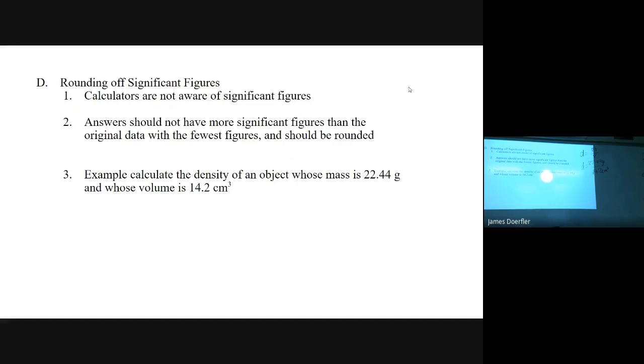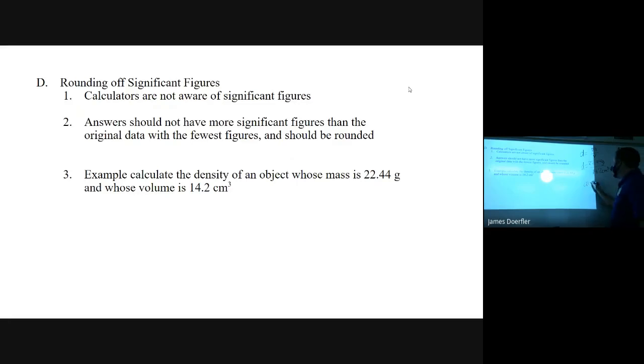The volume. Let's count. How many significant figures do we have here? 3. Okay, all 3 of those are non-zeros, so they're going to be significant. How many does my mass have? 4. 1, 2, 3, 4. Again, all 4 are non-zeros, therefore they're significant.